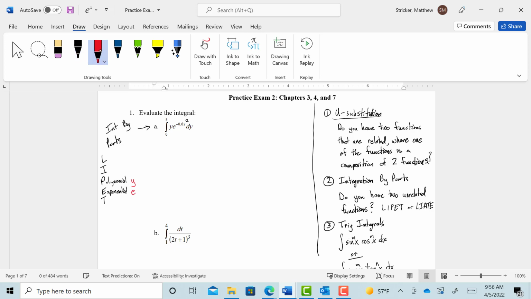Exponential function is the e to the negative 0.6y. And so if we do that, remember the first thing we see in LIPET is going to be our u. So u is going to be y. And we have dv is going to be e to the negative 0.6y, and then du, the derivative of y is 1 dy, and v, if we take the antiderivative, we have a little mental substitution there, so we have to divide by negative 0.6.